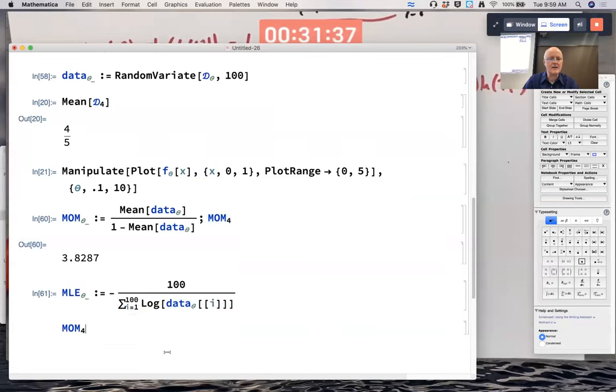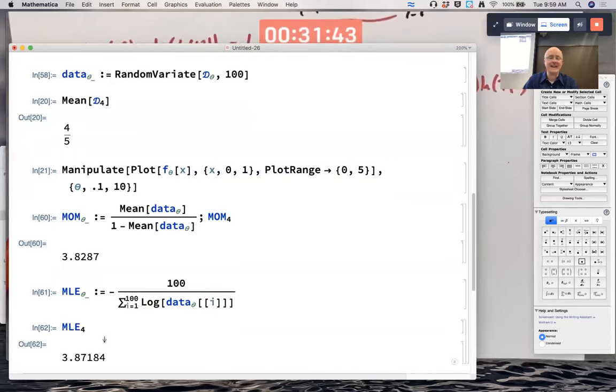What's the MLE for? Hopefully close to 4. Do it again and again. It does other simulations. Yeah, they're all close to 4. I did find that this slowed down if you use a smaller value of theta, 0.5. It takes a little longer.